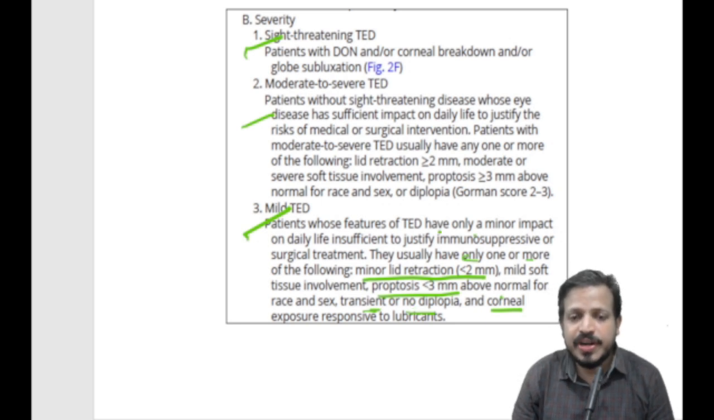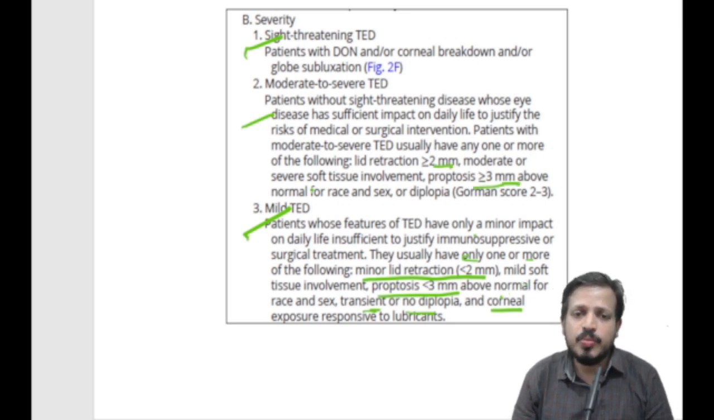So in the mild thyroid eye disease, the lid retraction is less than 2 millimeter, proptosis is less than 3 millimeter, or there is transient diplopia, or there is a corneal exposure that is responsive to lubricant, or mild soft tissue involvement.